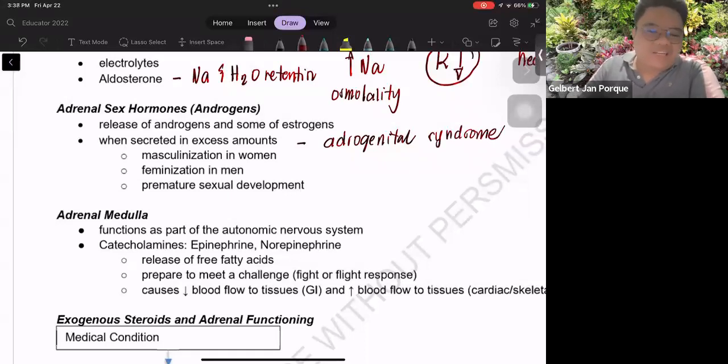So class, what is included in adrenogenital syndrome? You would have masculinization in women, feminization in men, and then premature sexual development. Okay, class, if you're looking at women, they develop more muscles and facial hair appears. In males, there is gynecomastia. Okay, and then a small size of the penis, for example. Then, class, you have premature sexual development.